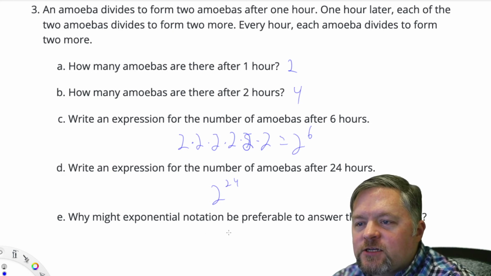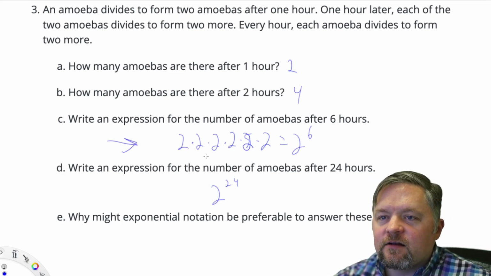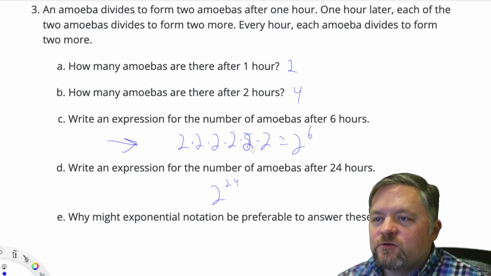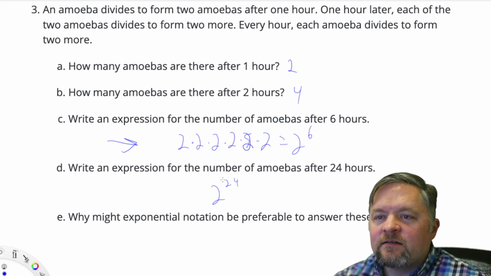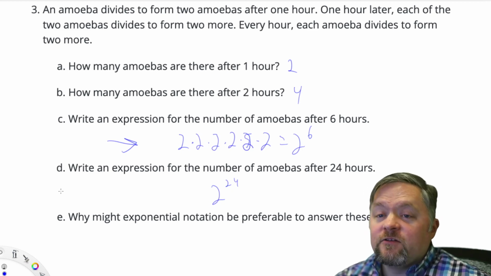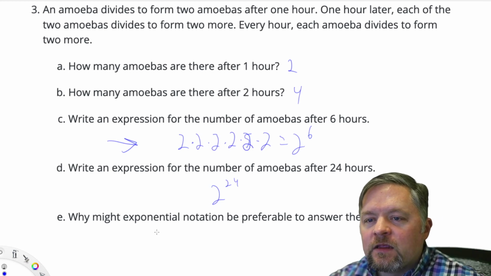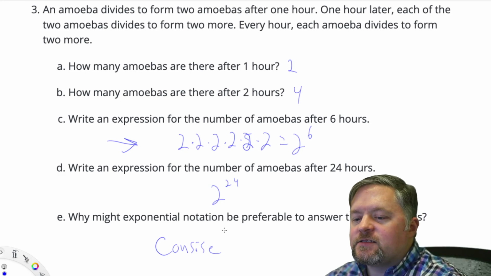Why might exponential notation be preferable to answer these questions? Well, you can see it in what I did here. 2 times 2 times 2 times 2 times 2 times 2. Multiplying 2 by itself 6 times. 2 to the power of 6 is an awful lot simpler than that. Write an expression for after 24 hours. I don't know about you, but I'm too lazy to want to write 2 times 2 24 times. Why might exponential notation be preferable? It's concise.